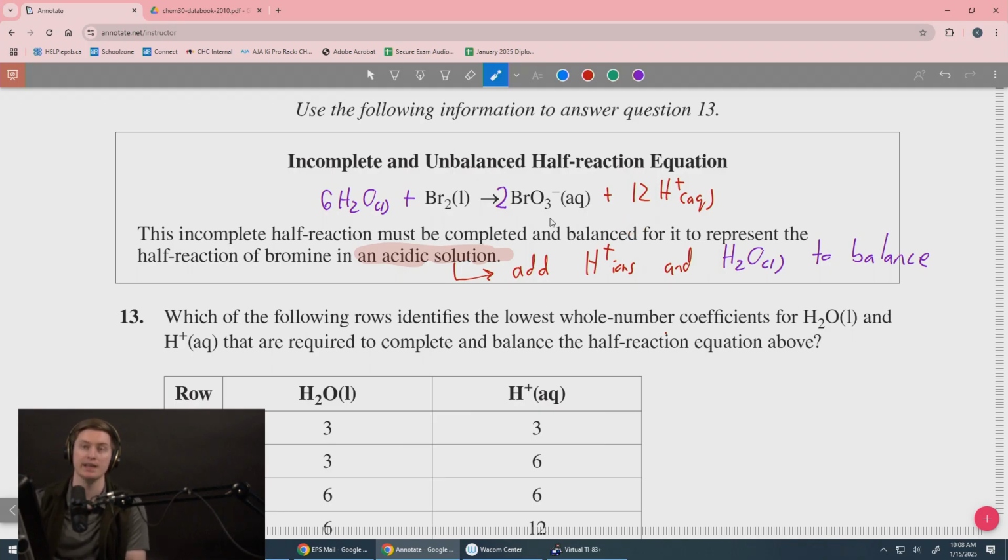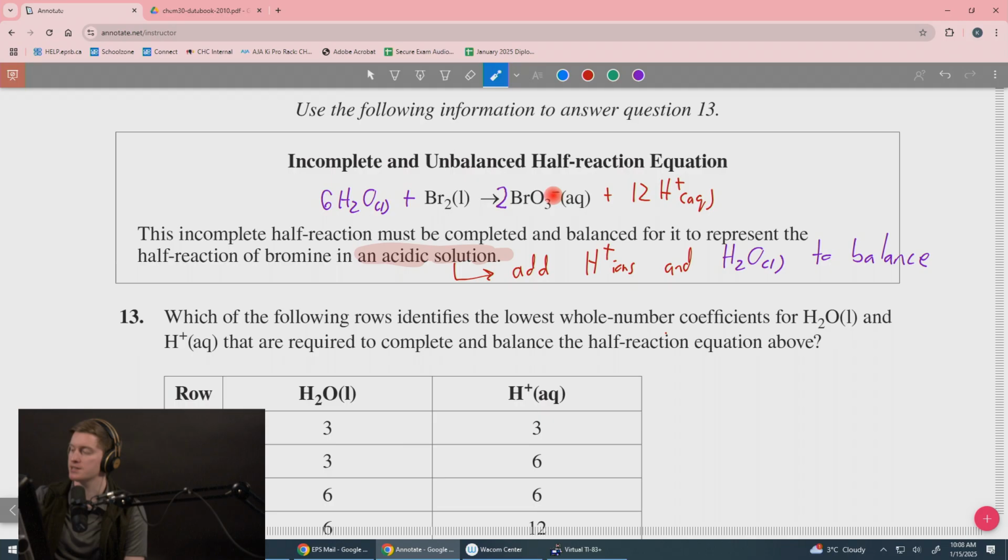Now I'm going to add electrons to balance charge. They don't ask me how many electrons are transferred in this half reaction, but this is good practice in case a question did come up that asked you how many electrons does each bromine gain or lose, or something to that effect. We're going to balance charge. On our reactant side, we have an overall charge of 0. Neither this compound nor this molecule is charged in any way.